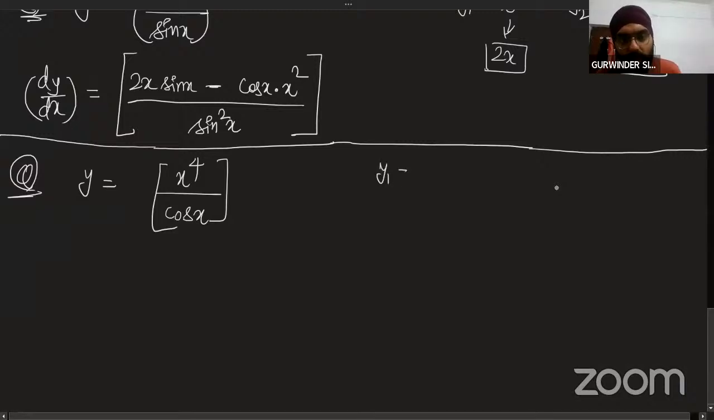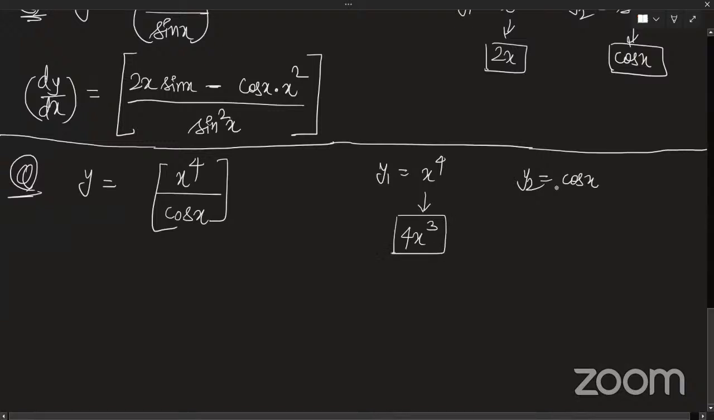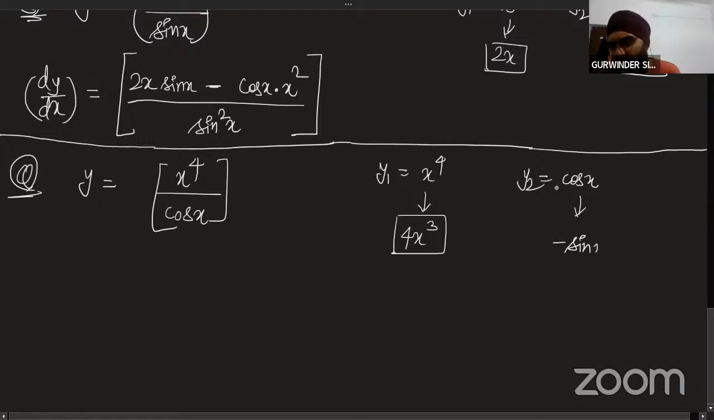See, again, we will do the same thing. y1 is x raised to 4. y2 is cos x. So its derivative is, what is its derivative? It's 4x cube, right. And its derivative is minus sin x.